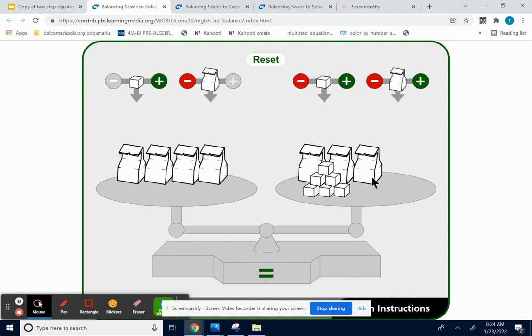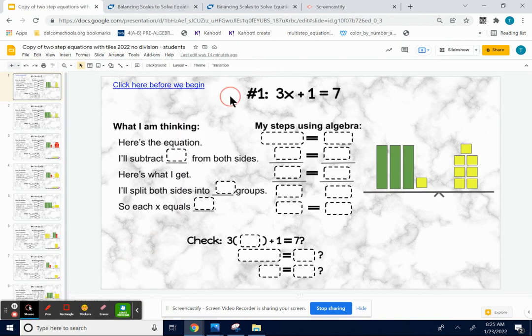So the big idea there, guys, is if you take away something from one side of a balanced scale, you've got to take it away from the other. If you add something to one side of a balanced scale, you've got to add the same thing to the other side. Okay, let's get back to slide 1.